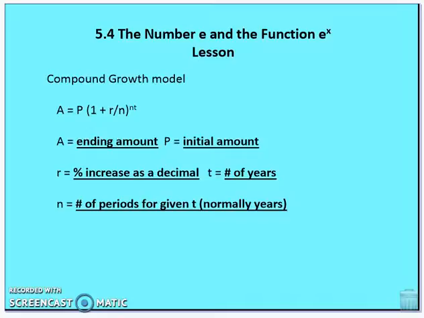We're adding a couple parameters to compounded growth. So A is still the ending amount, P is the initial amount or principal, then 1 plus, remember we need to retain the 1 to retain the principal, plus r over n, where r is a percent increase as a decimal. n is the number of periods for a given t, and t is typically the number of years.